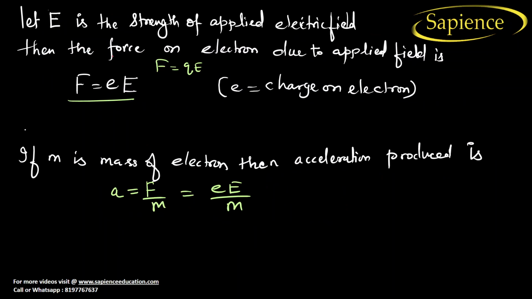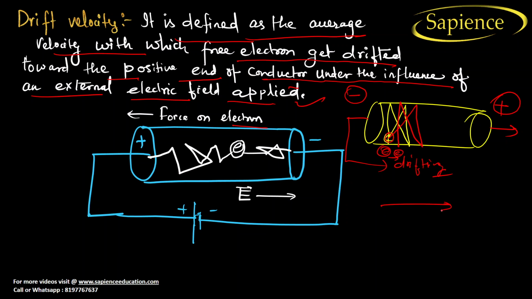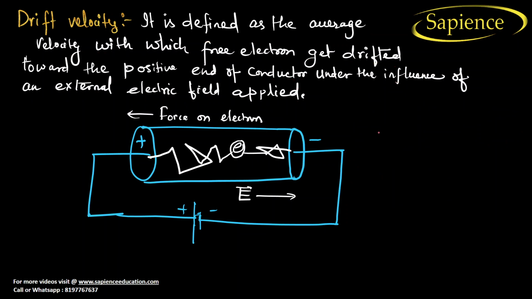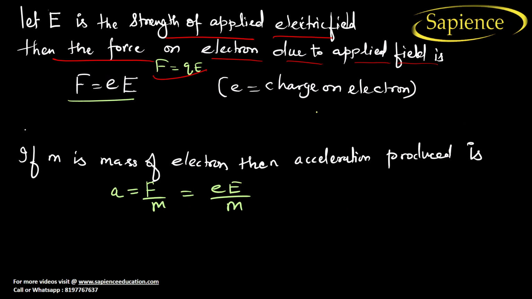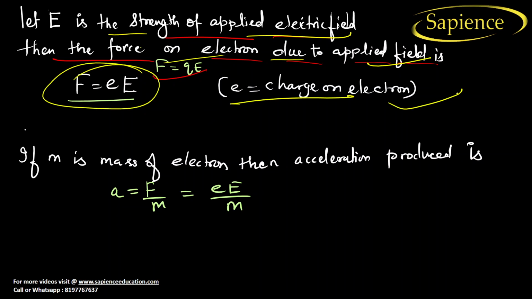Now, let E be the strength of the applied electric field, then the force on the electron due to the applied field is F equals QE. We have studied this in the electrostatic chapter: if there is an electric field and you put a positive charge, there will be a force on it equal to QE. If you put a negative charge, there will be an opposite direction force, also QE. So here, the force on the electron due to the applied electric field is F equals eE, where e is the charge of the electron.